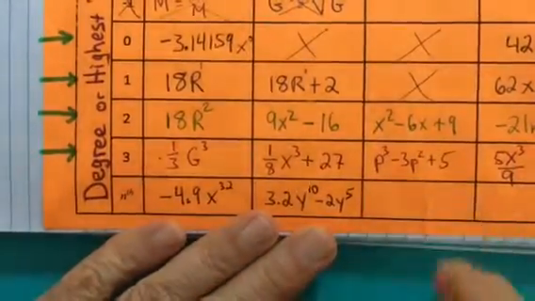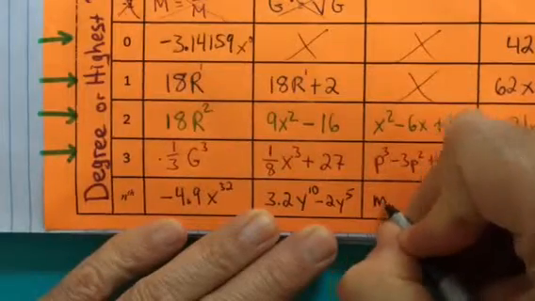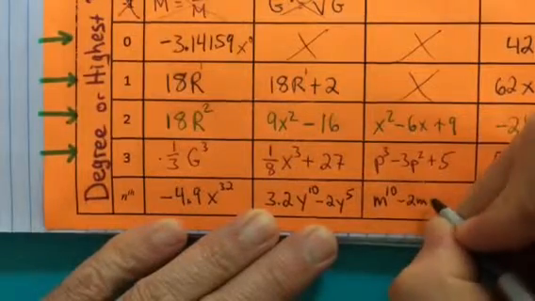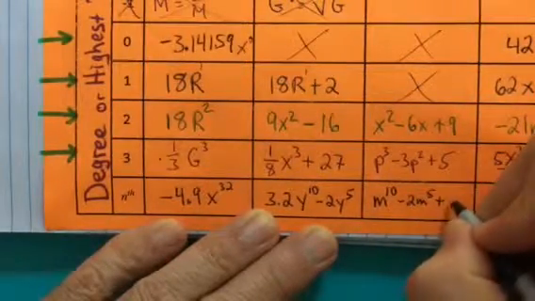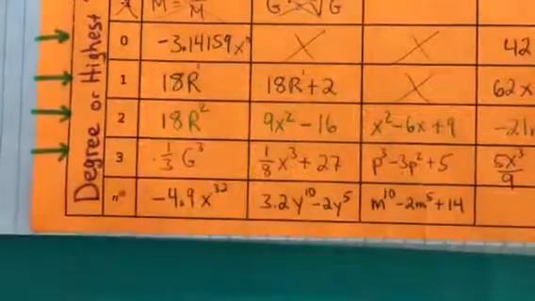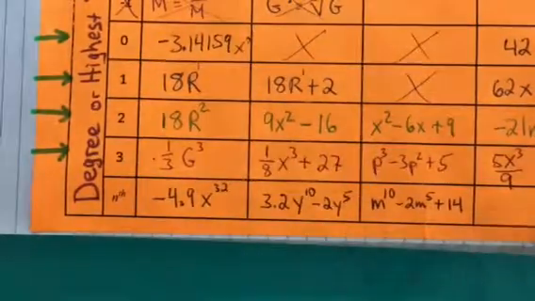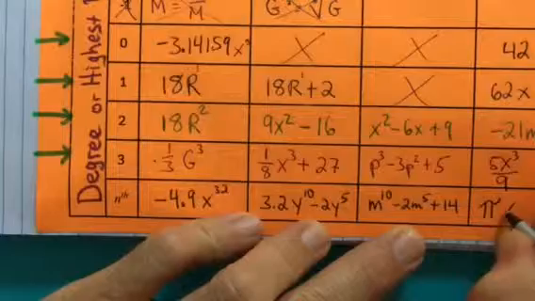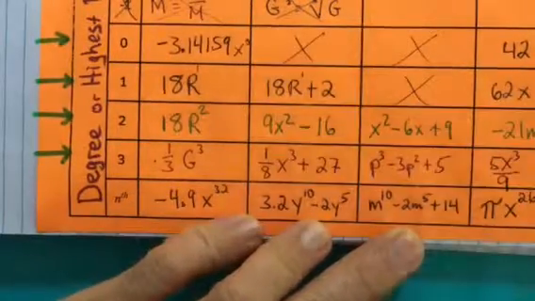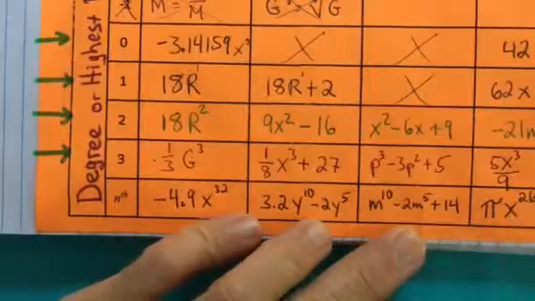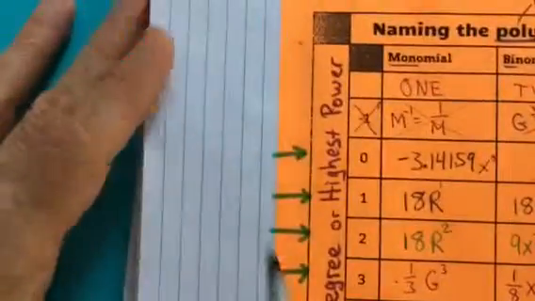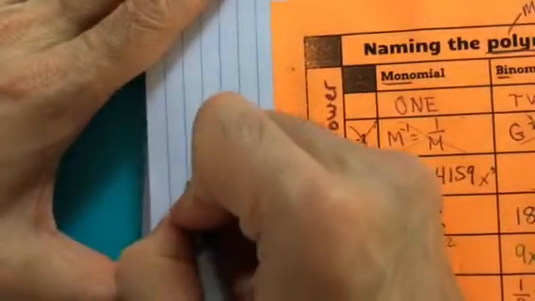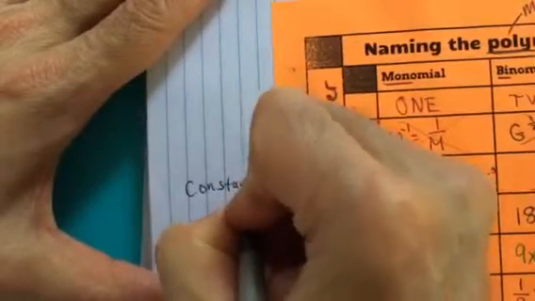Trinomial, just put 3 terms. Doesn't matter what I write, so I'm going to do it quick. m to the 10th minus 2m to the 5th plus 14. I can put anything I want for a polynomial. I can say pi x to the 26th power. Monomial, 26th degree. So what I want you to add over here, if you have 0 degree, you might also see the word constant.